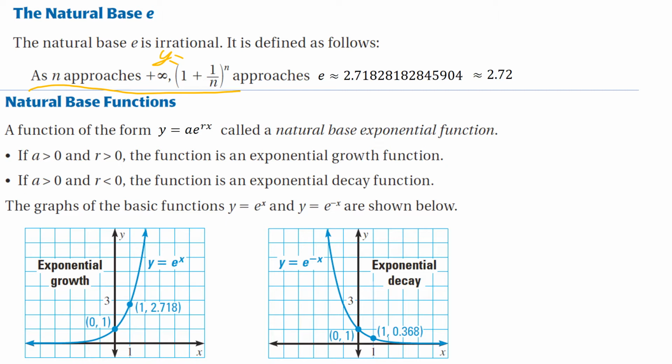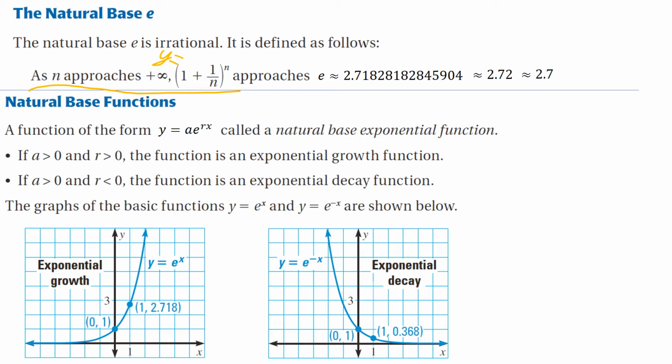In most cases, we just say it's 2.72. Sometimes we can even just say it's 2.7 because it's good enough for what we're doing. The graphs of y equals a times e to the r x power are called natural base exponential functions. You have two basic cases.